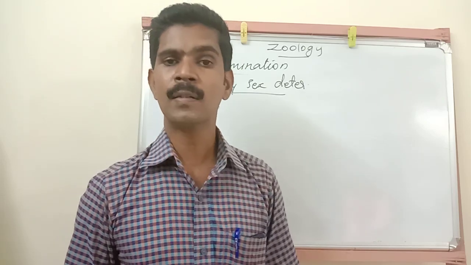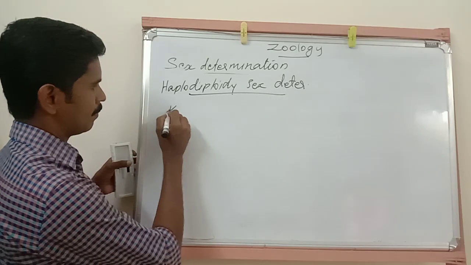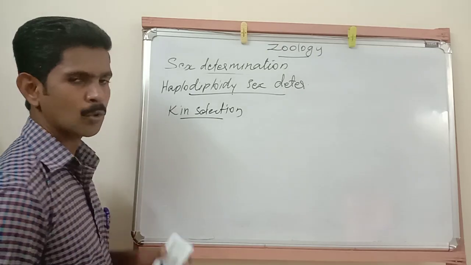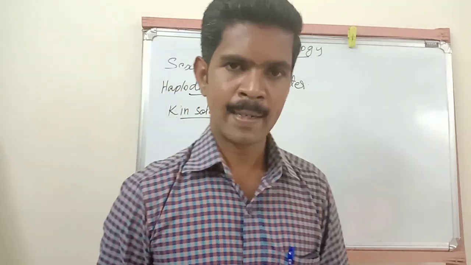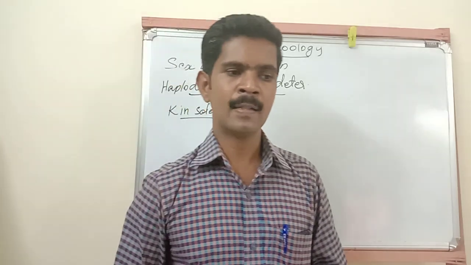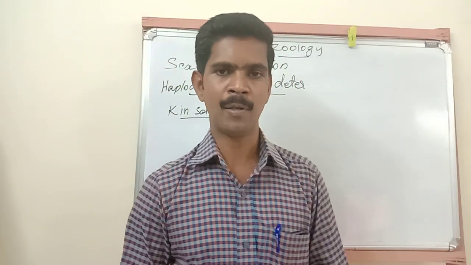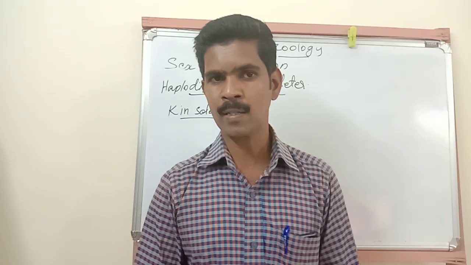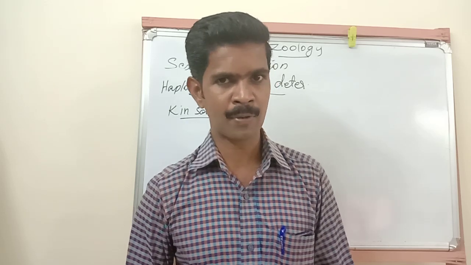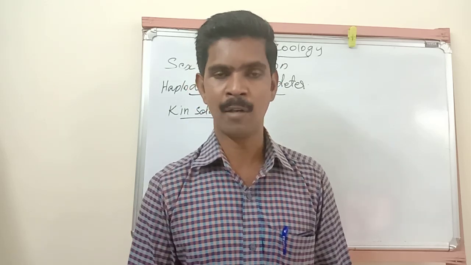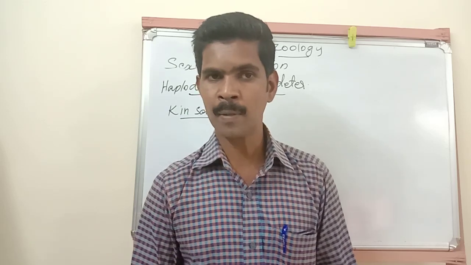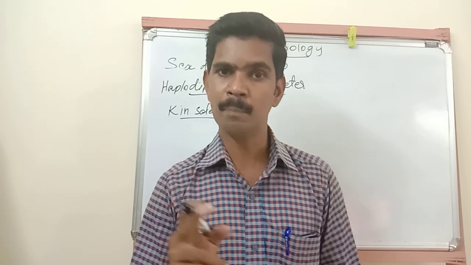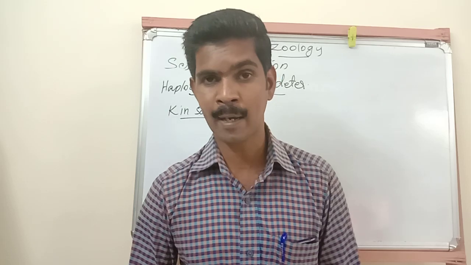Then one important 2-mark question: kin selection. Very important 2-mark question. Already I told you about this kin selection. We can see this kin selection phenomenon in the honeybee family only. In a honeybee colony, the queen bee and the worker bees are developed from the fertilized egg, and they are diploid females. Both queen bee and worker bees are diploid females. But the male bees, the drone bees, are called haploid males.